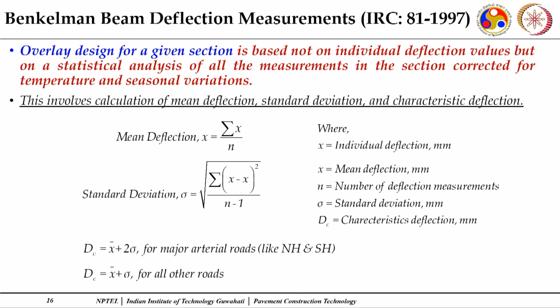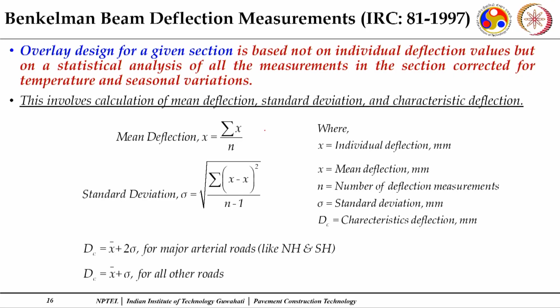Now, here in this particular one, we do not work out the overlay thickness just on the basis of one measurement. I mentioned that at least 10 measurements have to be done in one section, and the distance should not be more than 50 meters. On the basis of those measurements, we will work out the mean and the standard deviation. From this you get the characteristic deflection, which is used to determine the overlay thickness. And what is that characteristic deflection?